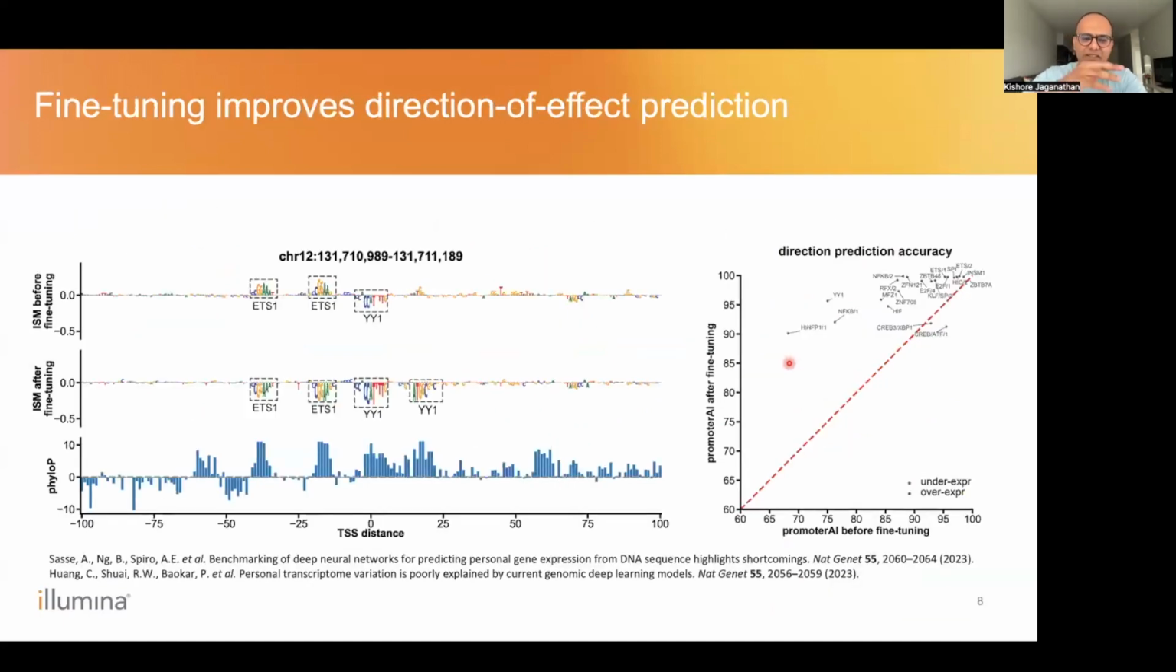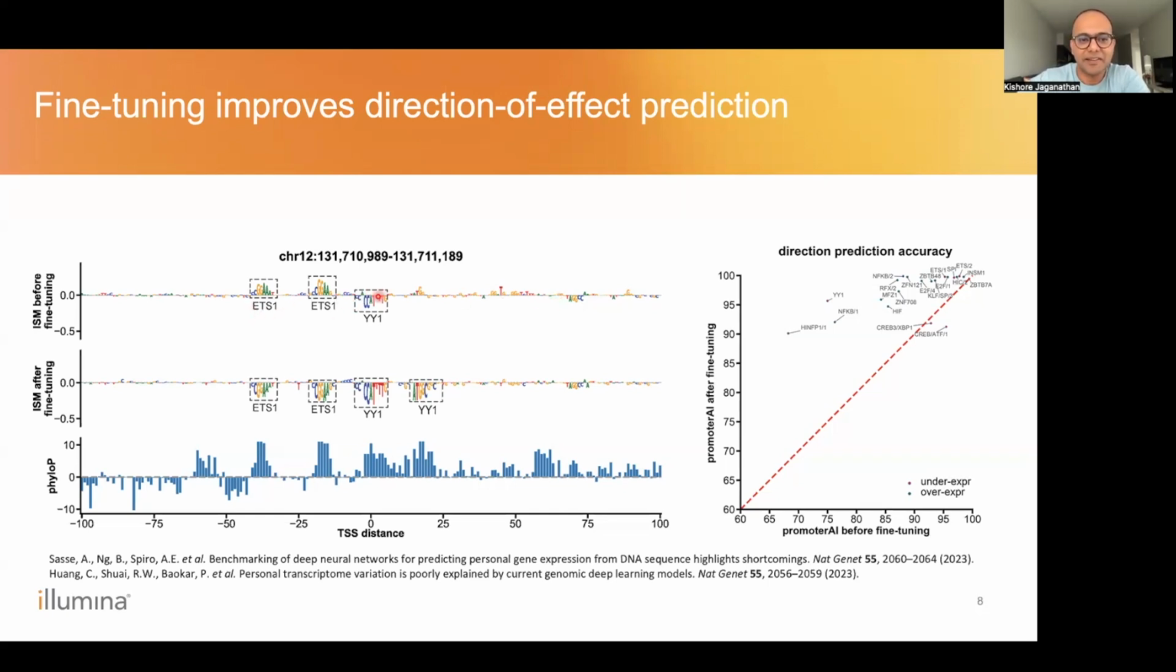And lastly, we also did some analysis on the fine tuning, specifically why it gives so much improvement compared to the model without fine tuning. I'm only showing one anecdote here, but you find many, many such examples. This is one particular promoter where we did ISM on plus or minus 100 bases of the promoter. The first row is the ISM of the model before fine tuning, and the second row is the ISM of the model after fine tuning.